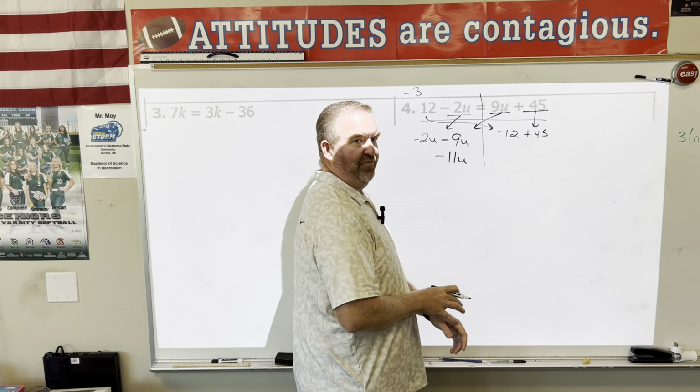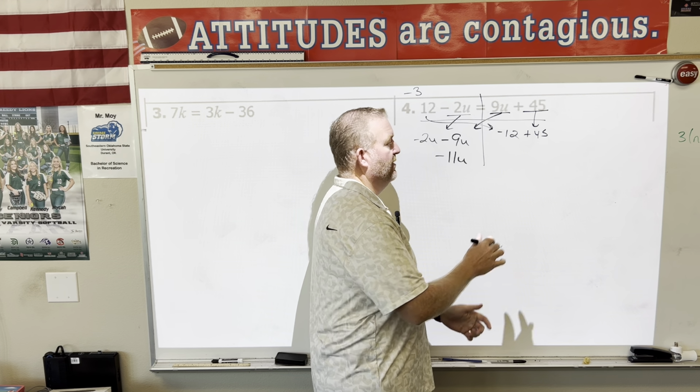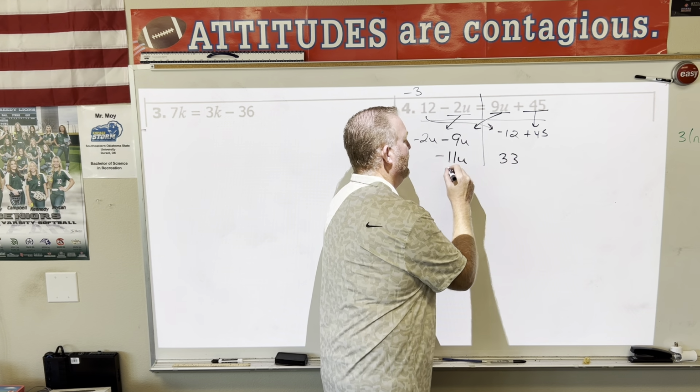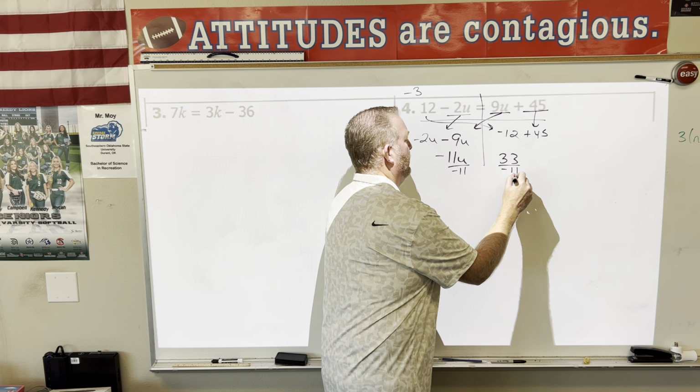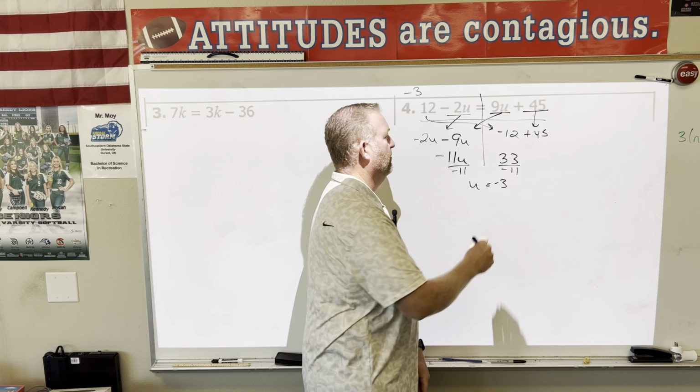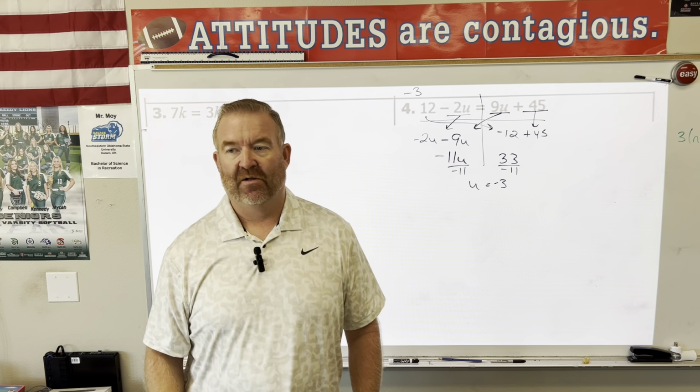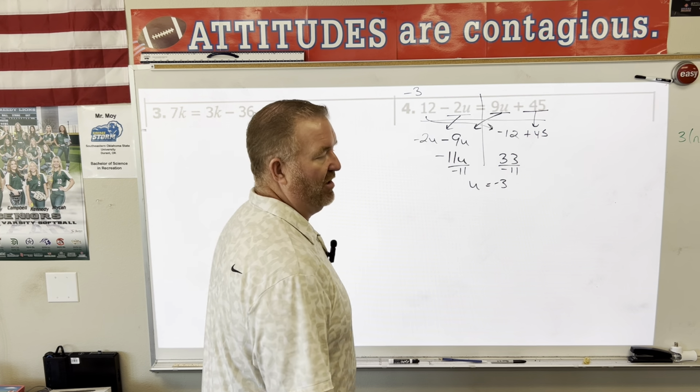What's this one? What's -12 plus 45? 33, and then we divide by -11. U equals -3. We good? All right. Real quick, go to number 3.